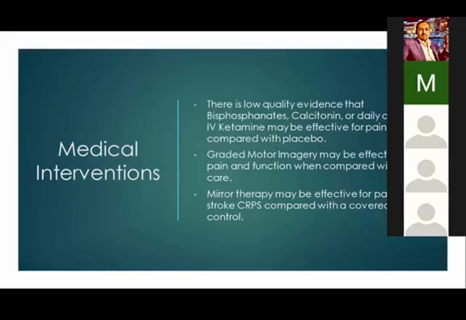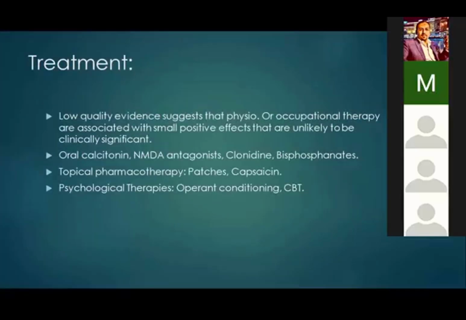Graded motor imagery can be effective as well, and this is mainly through the physiotherapy, and it improves function compared with the usual care. Mirror therapy, mirror box therapy, is available on the internet. If the physio cannot offer it, the patient can try it himself. It's very easy, and it's effective for pain in post-stroke CRPS compared to the covered mirror control. Also, there is low quality evidence for physiotherapy or occupational therapy, and these are associated with small positive effects and are unlikely to be clinically significant.